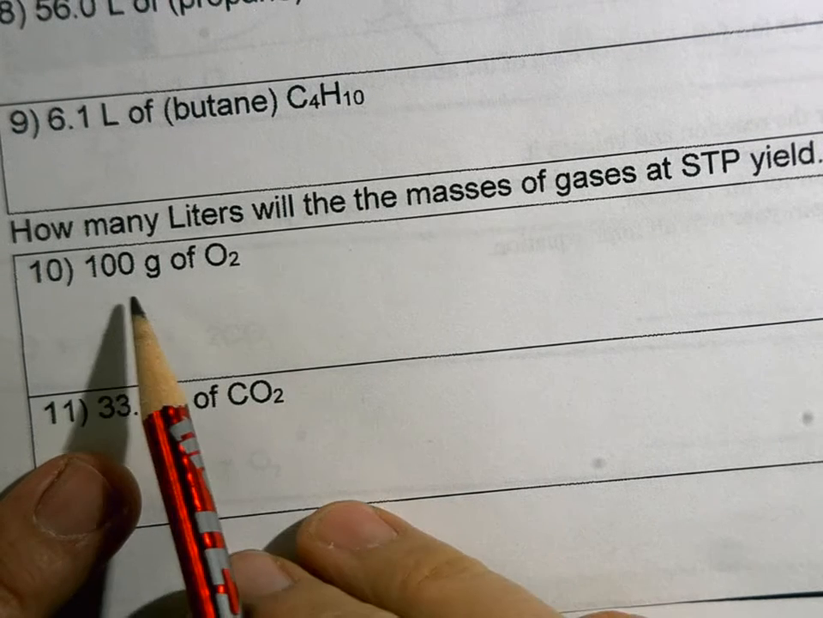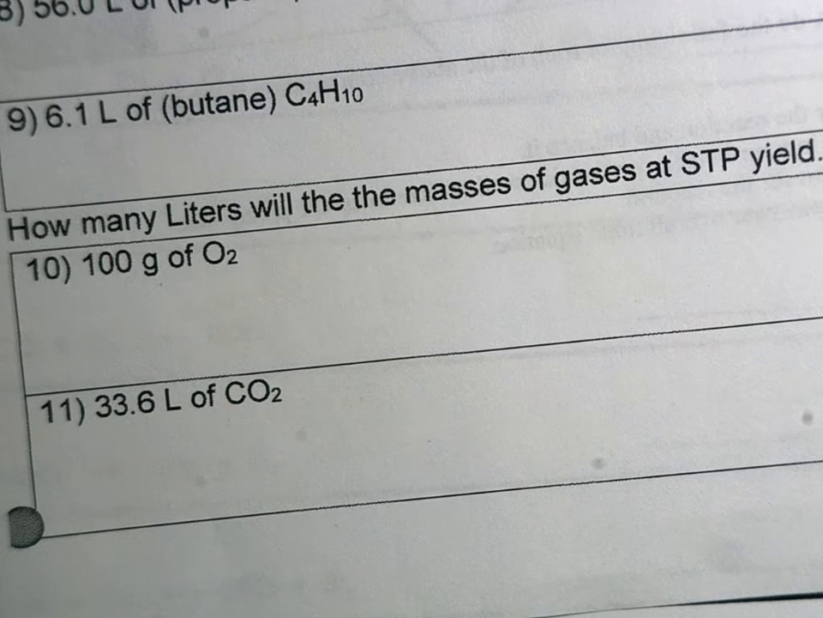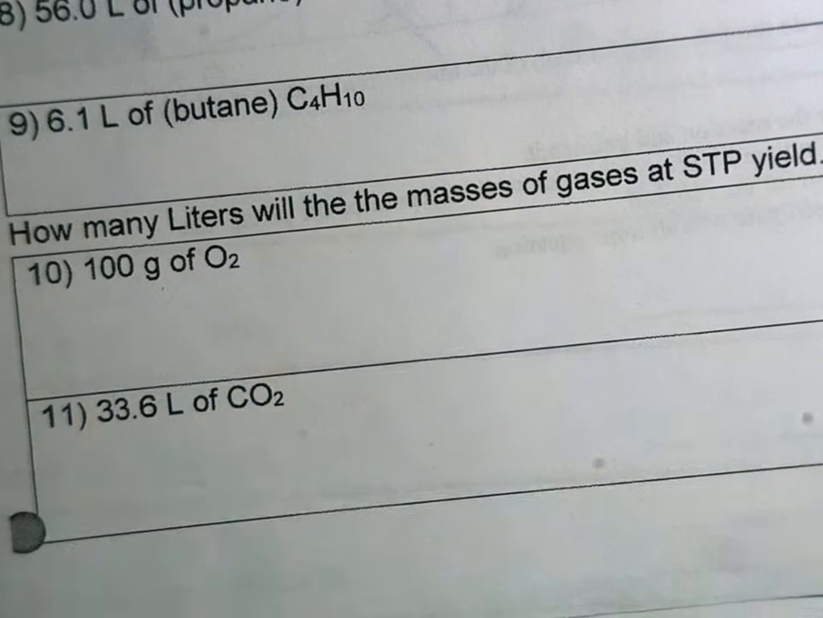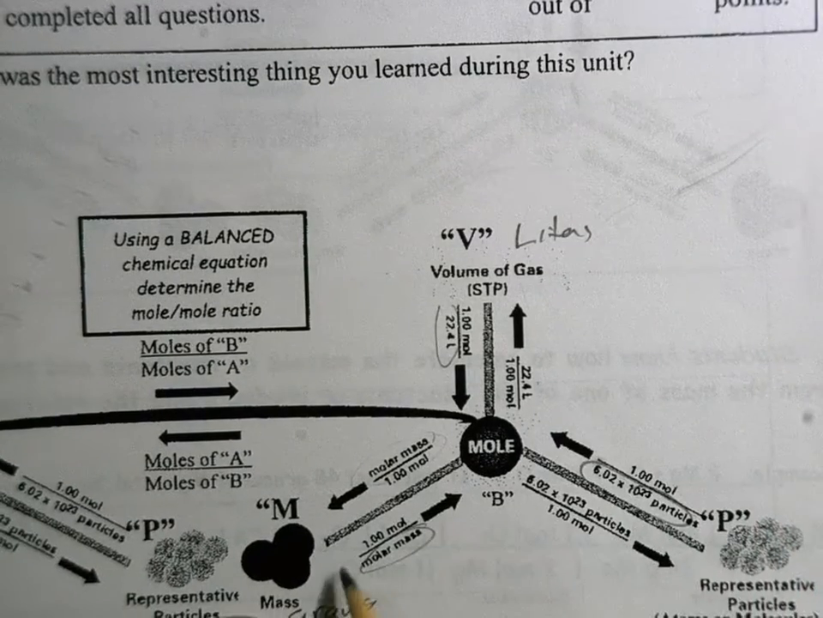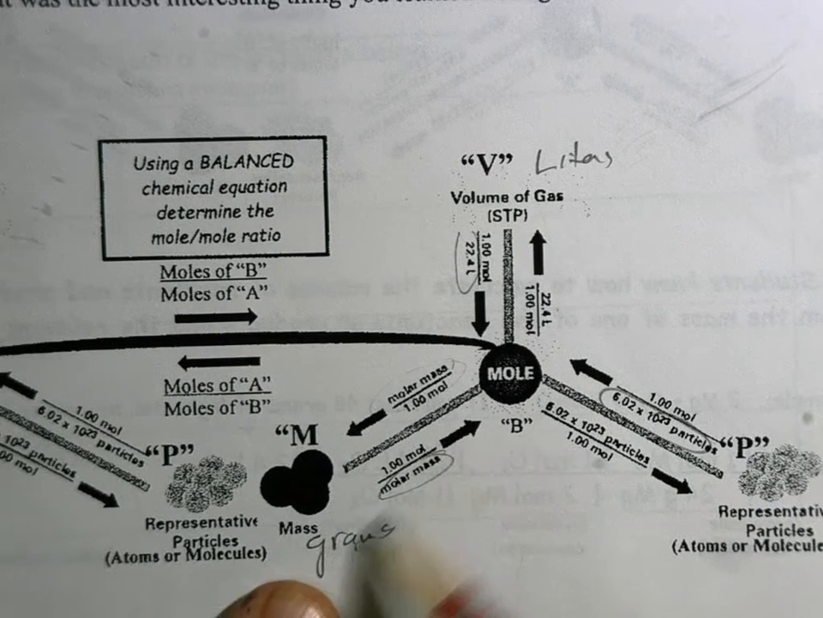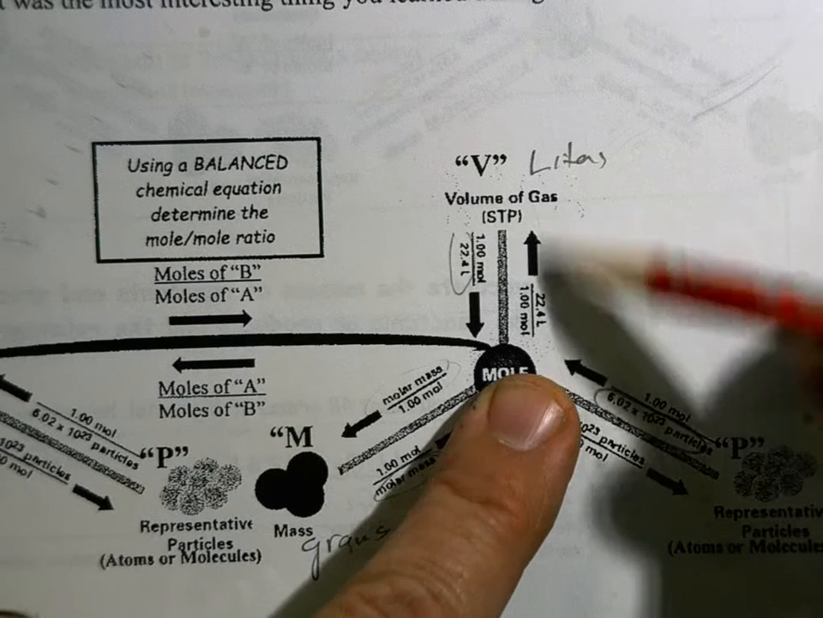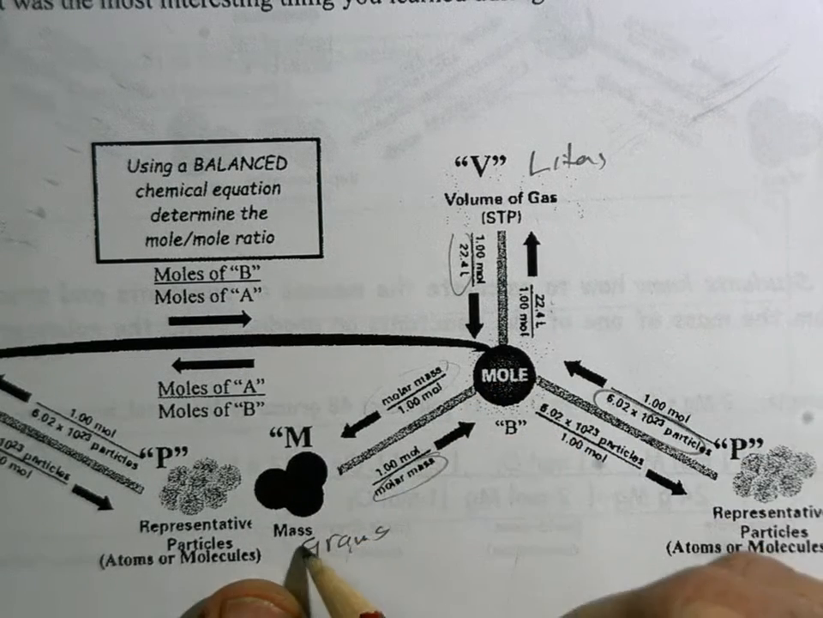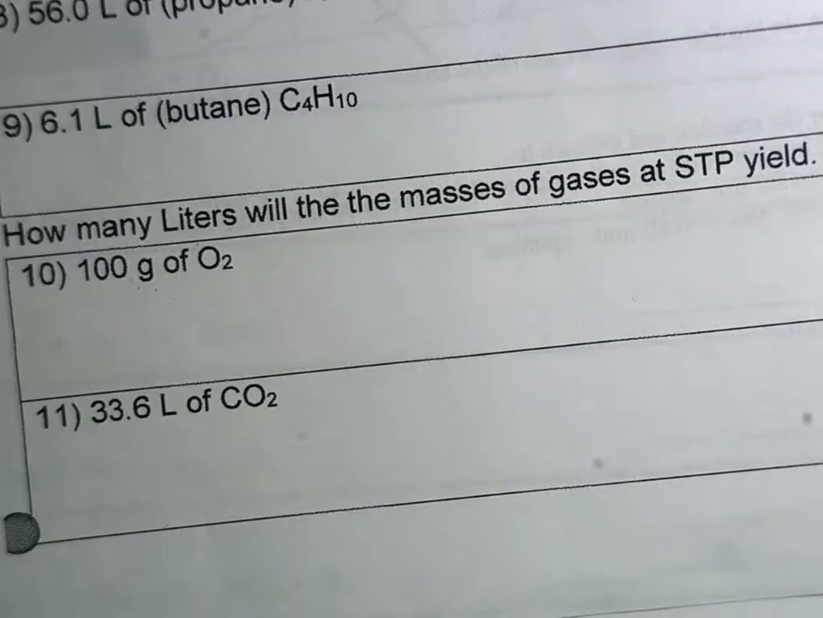Let's see, for number 10, it's starting at 100 grams. So what you have to do is look at your MVP triangle. We're starting at grams, and we need to go to liters. So this is the first of our multi-step. You're starting at grams right here. So you're going to have to first convert it to moles by dividing by the molar mass. Then you're going to need to multiply it by 22.4. It's going to be 2 steps. The given over 1 times that fraction times that fraction. So we'll get that one set up.